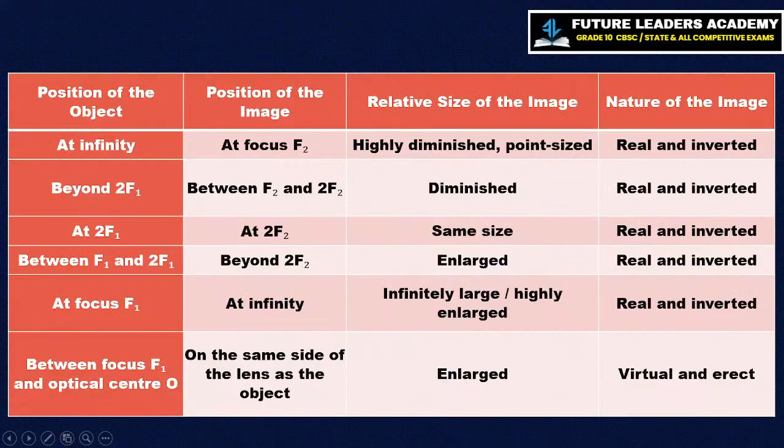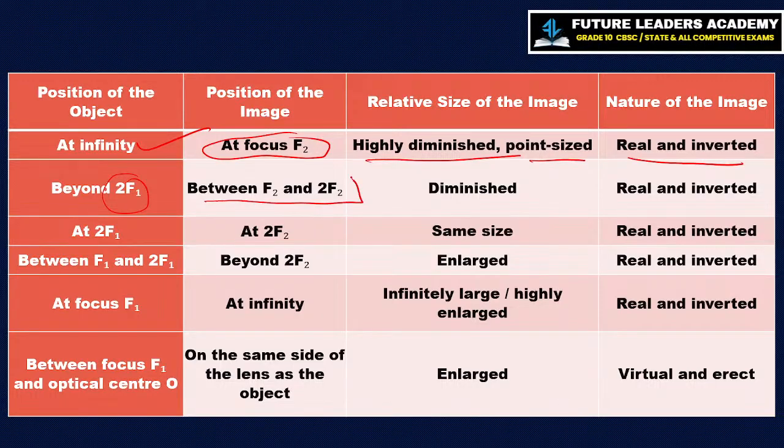Okay. Position of the object and position of the image, relative size of the image. The nature of the image I have given. See, when you keep the object at infinity, it will form the image at the focus, that is F2. Highly diminished, point sized. Obviously, highly diminished, point size. Real and inverted image will be there. Then beyond F1, that is 2F1 in the sense of curvature, the image forms between F2 and 2F2, which is diminished, real and inverted.